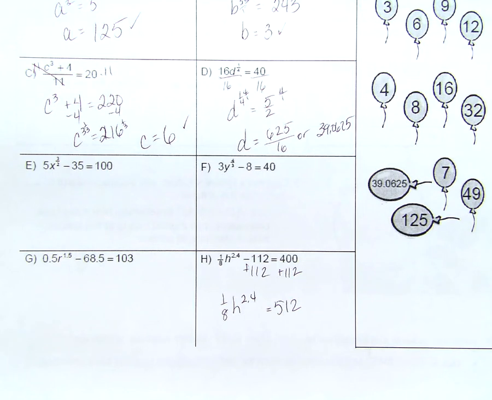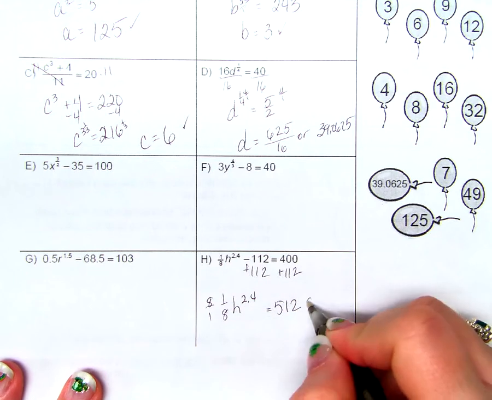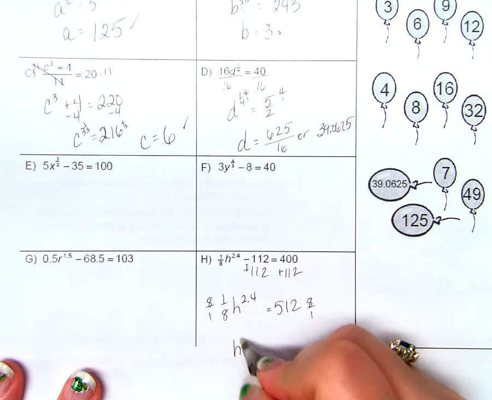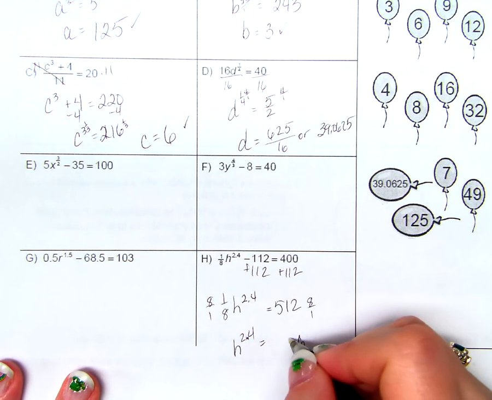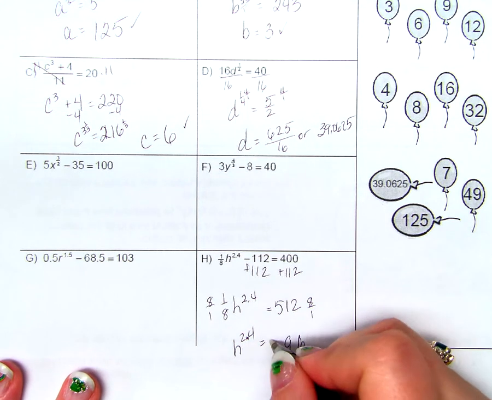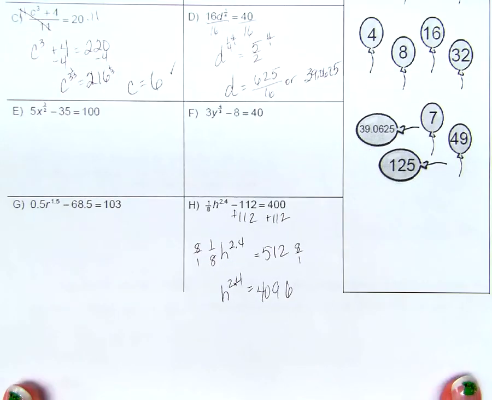And now, multiply by 8 over 1. Okay. So H to the 2.4 power equals 4096. Wait, I just did that in my head faster than you did it in the calculator? I am amazing. Yeah, some kind of genius, that's true.